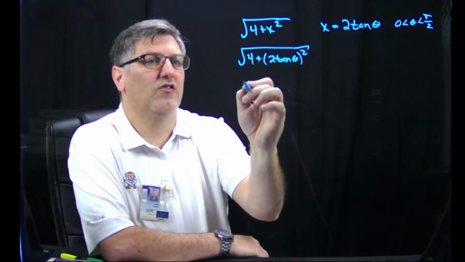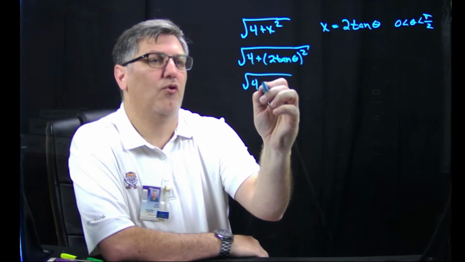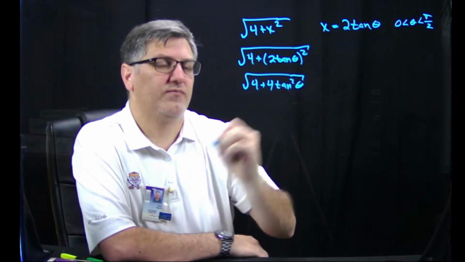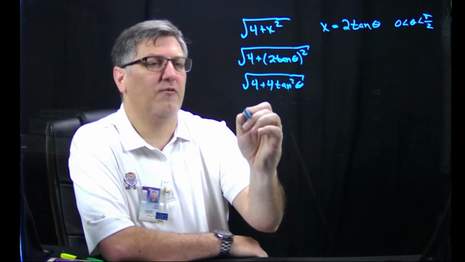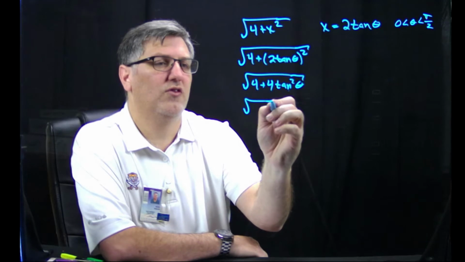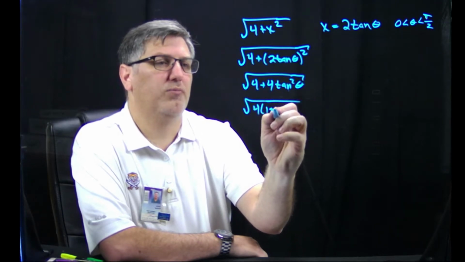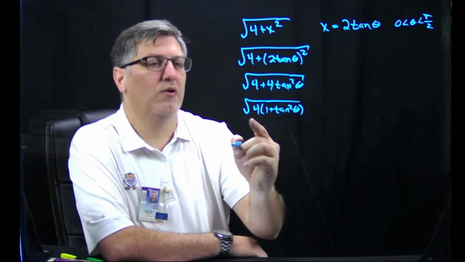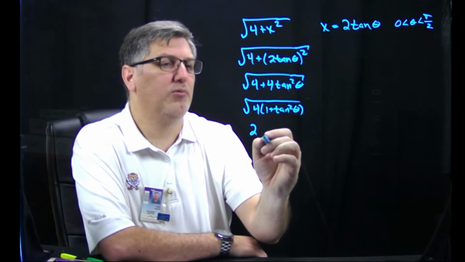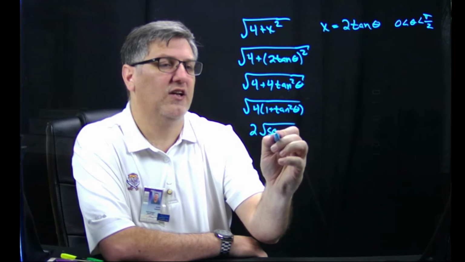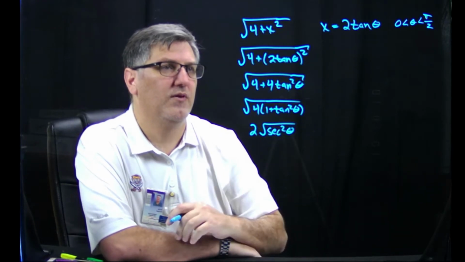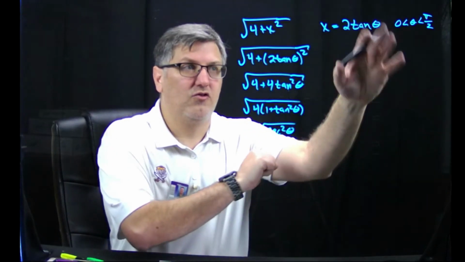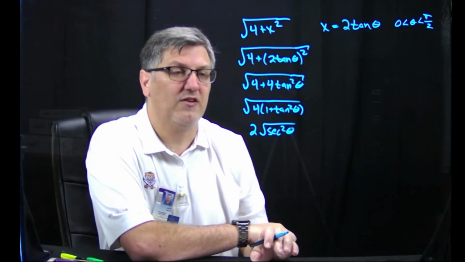All right, I'm going to simplify this out. I've got the square root of 4 plus 4 tangent squared theta. It has a greatest common factor of 4, so I have the square root of 4 times 1 plus tangent squared theta. I know the square root of 4 is 2, and I know 1 plus tangent squared theta is secant squared theta. You don't need to do the proof, the verify and the two-column proof, on these. You can just simplify this out like this.